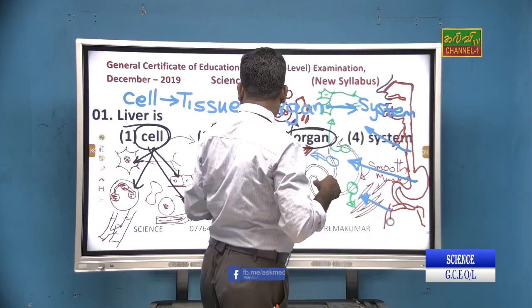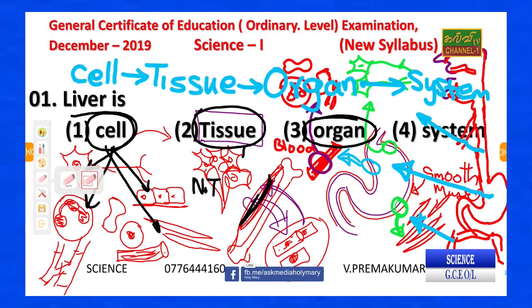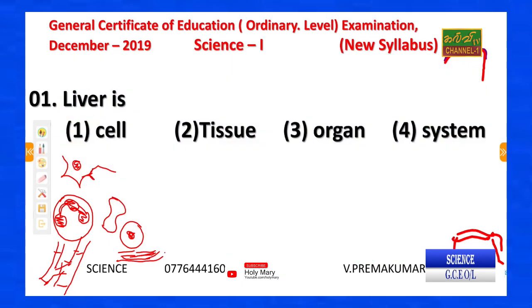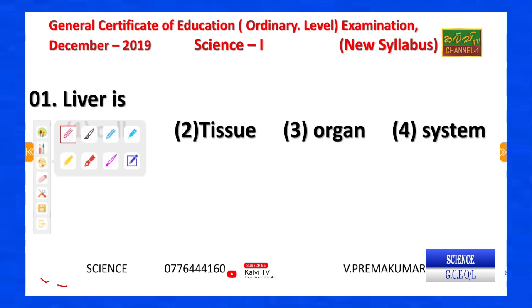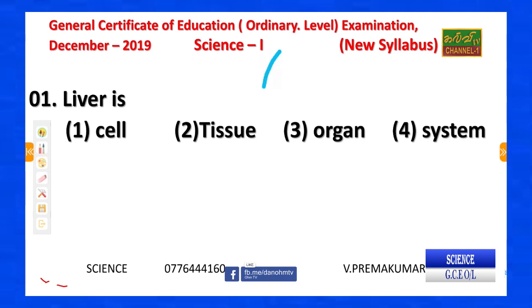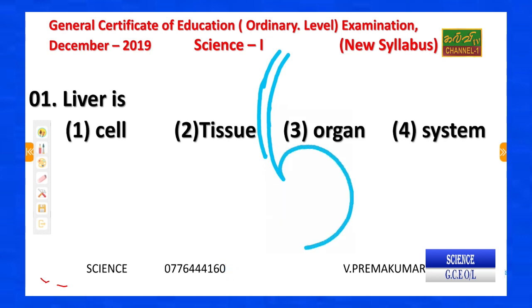Right? Now come to our question. Our question is: liver is cell, tissue, organ, system. So now you can understand what the liver is. Everyone knows the liver, right? You know the digestive system. The digestive system is here, and close to it is the stomach, right?